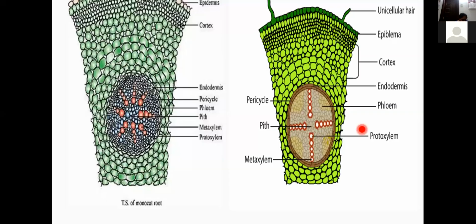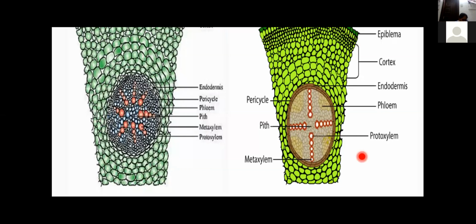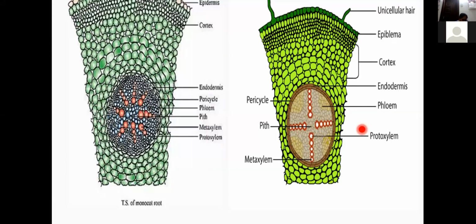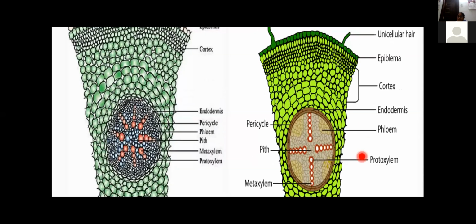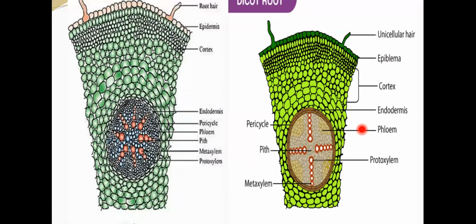Important things I would like to mention here. In dicot root, you can see the outermost layer is called epidermis. Okay, the cortex consists of several layers of parenchymatous cells here. The condition in root is said to be exarch condition. Okay, what is exarch? Already I have told you.